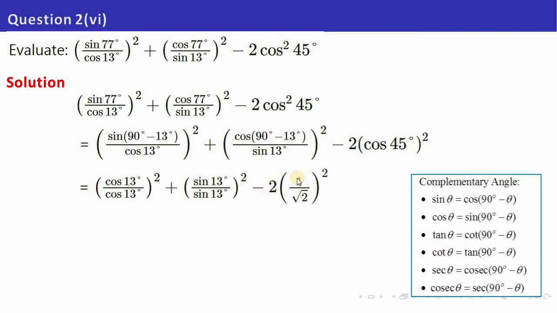And the square of 1 by root 2: 1 square will be 1, and root 2 square will be 2. So this full quantity will be just half. So we have 1 square plus 1 square minus 2 into half. All right, so this 2 and 2 get cancelled. 1 square is 1, 1 square is 1. So our final answer for this particular question is going to be equal to 1.